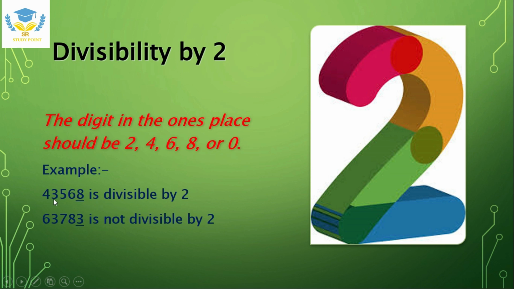Let us see through an example. We have two numbers here. One number is 43,568, and the ones place digit is 8, which is listed in these numbers. So this whole number will be divisible by 2. You can check by carrying out the actual division as well, but this is the fact. The next number is 63,783. As there is 3 in the ones place, it will not be divisible by 2, because we want only 2, 4, 6, 8 or 0, or we can say only even digits and 0 at the last place.